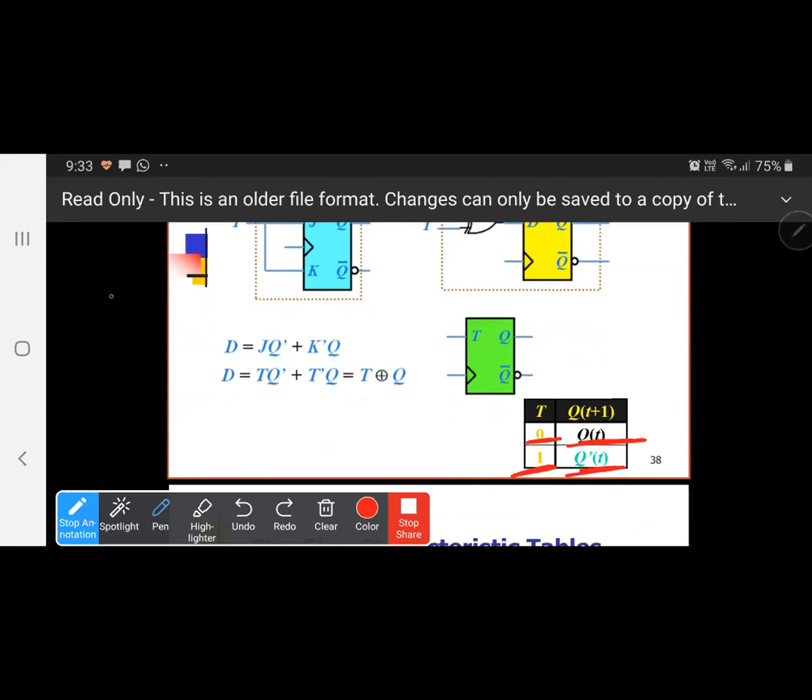So for T flip-flop, if there is no clock, T is don't care, means it can be 0 or 1, so it will work as a memory. If you are giving the clock and T is 0, then it will give you the previous result, QT. But if you are giving the clock and T is 1, it gives you the complement of previous result. Clear or not? Yes, clear, Miss.